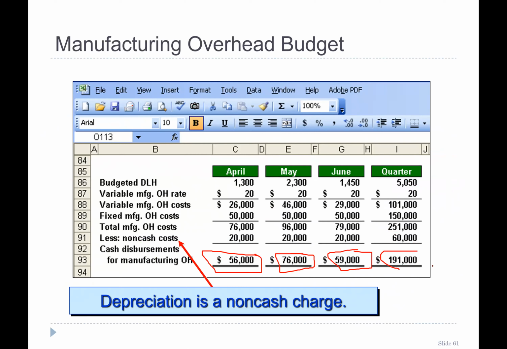Total 191,000. Right? So if you include the effect of depreciation, your manufacturing overhead would be 251,000. And if you exclude the effect of depreciation, it would be 191,000. Right?